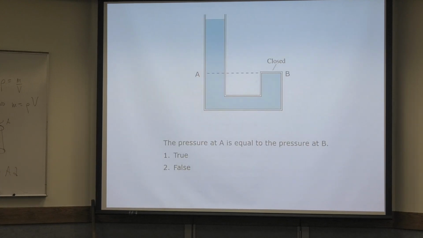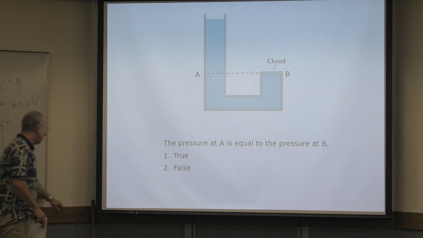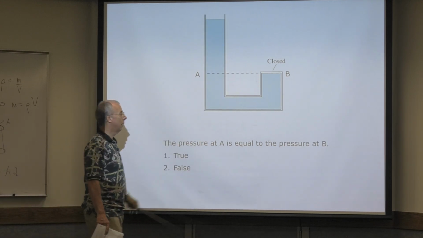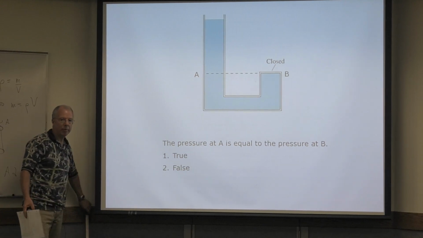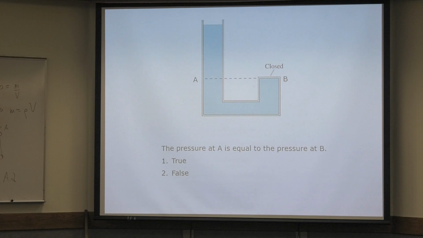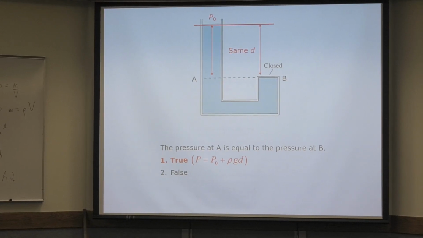Okay, all right, here's another one. The pressure at A is equal to the pressure at B. Pause your video, figure it out, or think about it. And be careful, this is open, this is closed. I'm just trying to get at what that depth means. So the pressure at A is equal to pressure B. What do you think? It's true, okay?